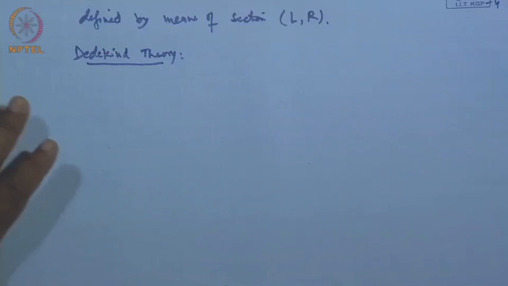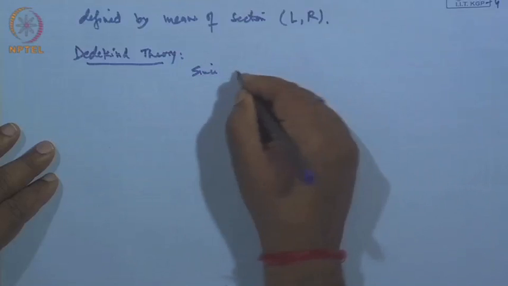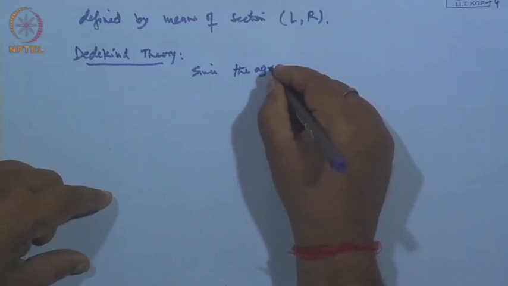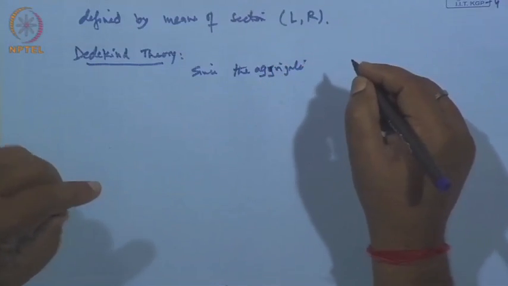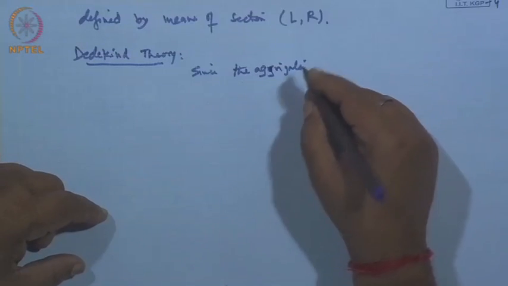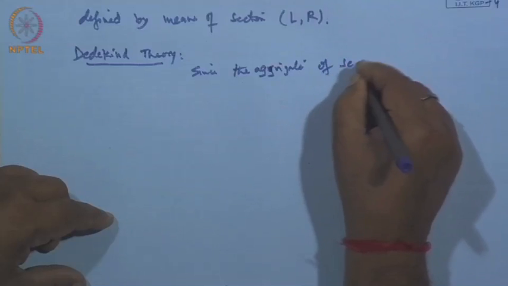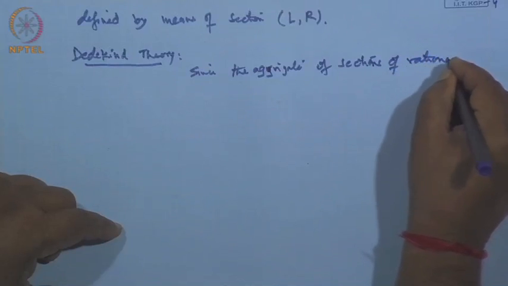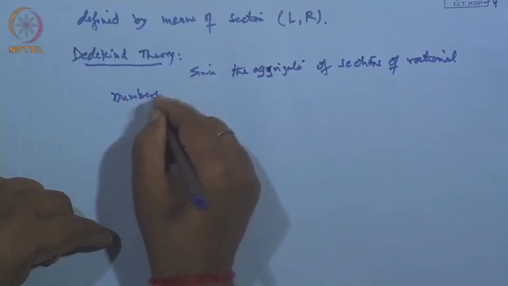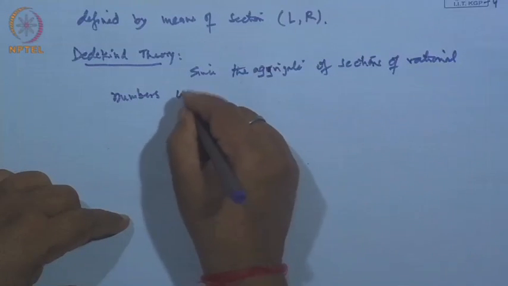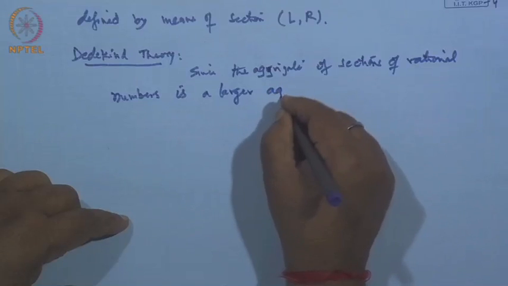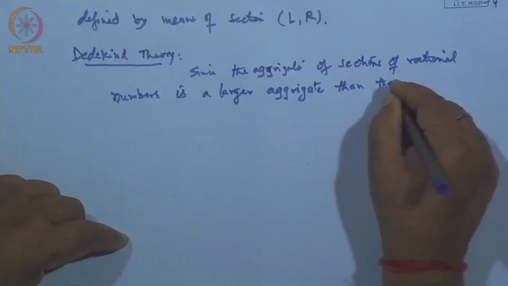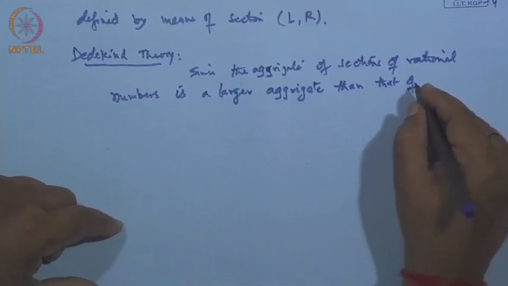Okay. Same way, since the aggregate of sections of rational numbers is a larger aggregate than that of rational numbers.